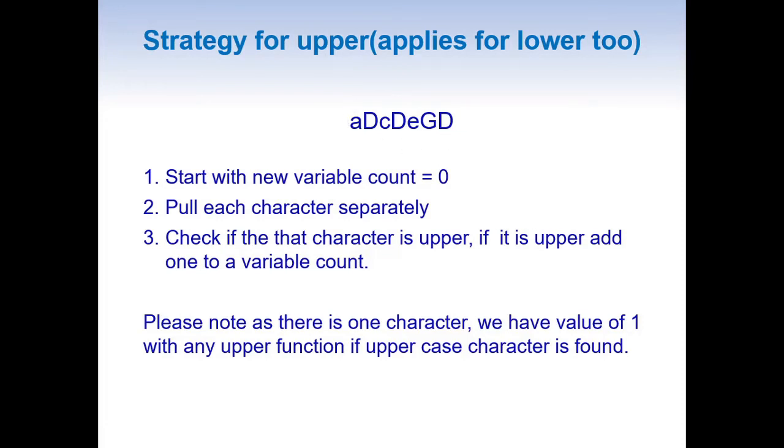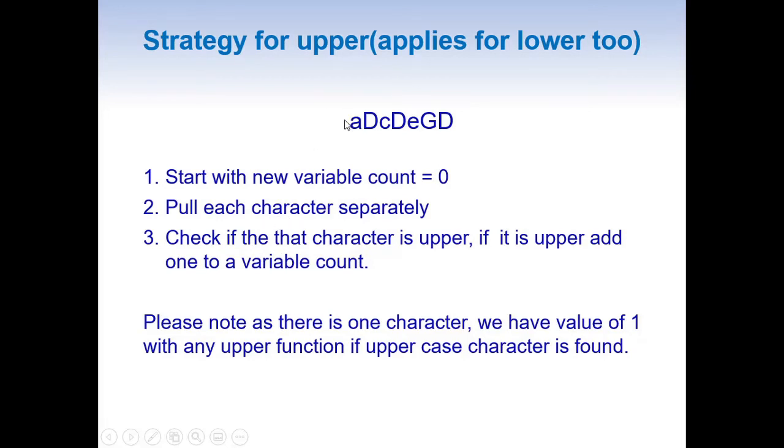First, we need to create a new variable, and in this case I'm calling that count, and I'm going to give it the value of 0. It means that I did not find any uppercase letter yet. Then the next step would be to pull each character separately, and if the character is upper, we are going to add 1 to this count. Let me explain steps 2 and 3 in a little more detail.